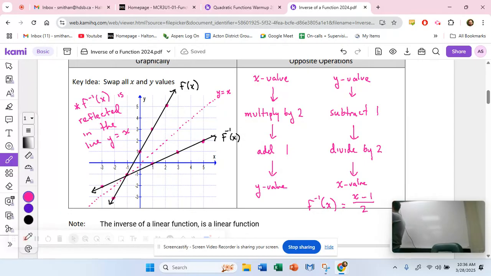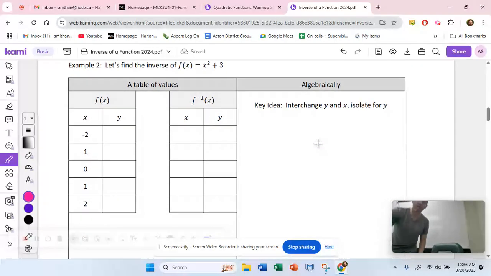All right, so the inverse of a linear function was another linear function. What about the inverse of a quadratic function? Here we're going to look at the inverse of f of x equals x squared plus 3, doing all the same stuff. We chose a pretty simple quadratic function to work with, so making our table of values should be pretty quick.